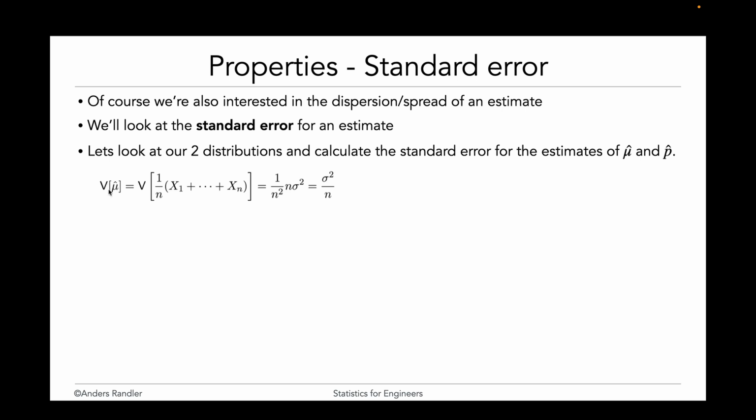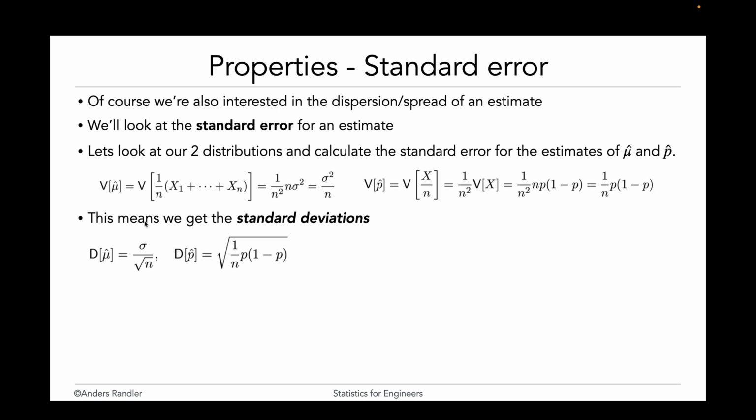So what about this? Well, the variance for the estimate mu hat is the variance for this. And if you use the rules we've learned before, that means we have 1 divided by n squared times n sigma squared. And if you calculate this, you get this. And what about for p hat? Well, it works the same, remembering that you have to square what's in front of the value and take the variance for x, which we know is np times 1 minus p. And simplifying that, we'll turn it into this. And that means we get the standard deviations looking like this.